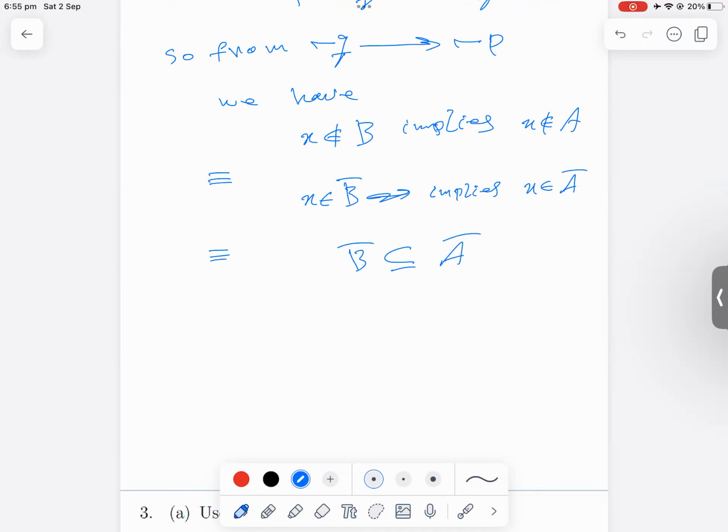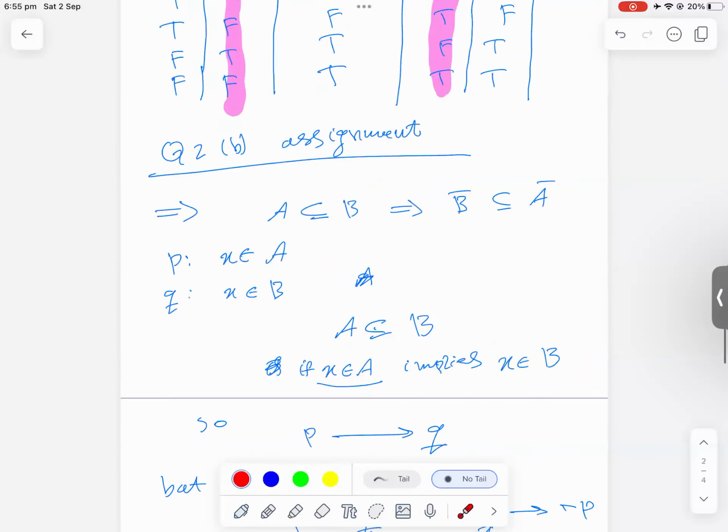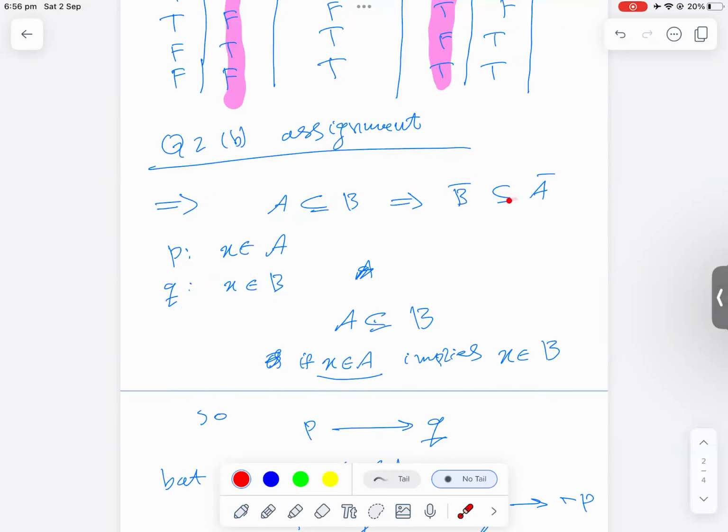Similarly, you can prove the other way around, starting from here and getting this one. I encourage you to do this part by yourself, so I won't write from here to here. In the exam, I'm not sure if you need to write both. If you write one way, it will be acceptable and qualify to get full marks even if you don't write this one.